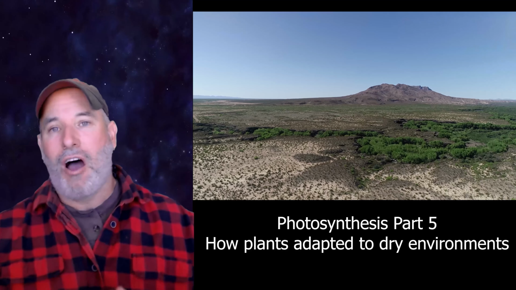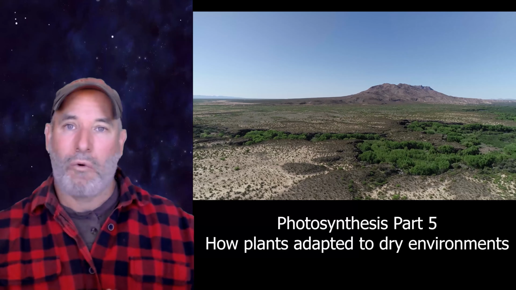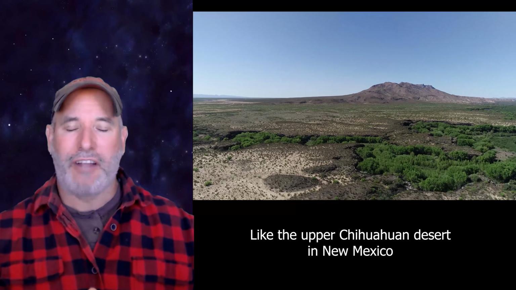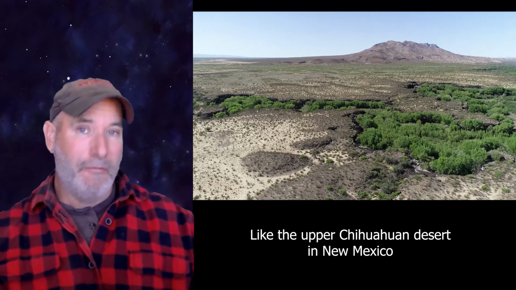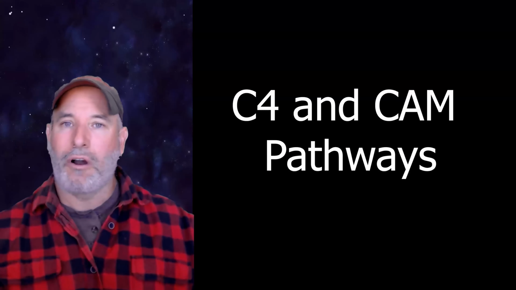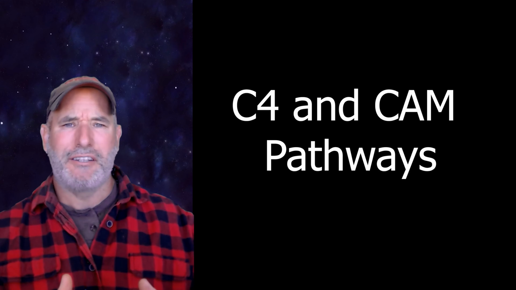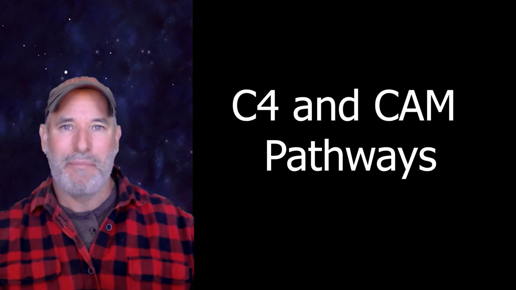Now, today is part 5 of my series on photosynthesis. What we're going to talk about is how plants are adapted to dry environments. So, specifically, we're going to talk about C4 and CAM pathways. Wait, C4 and CAM pathways, what exactly does that mean?